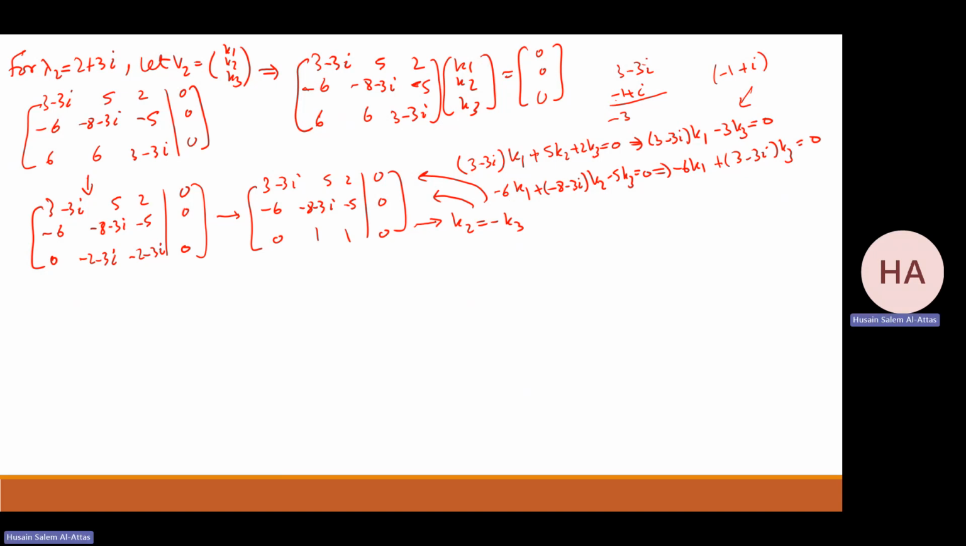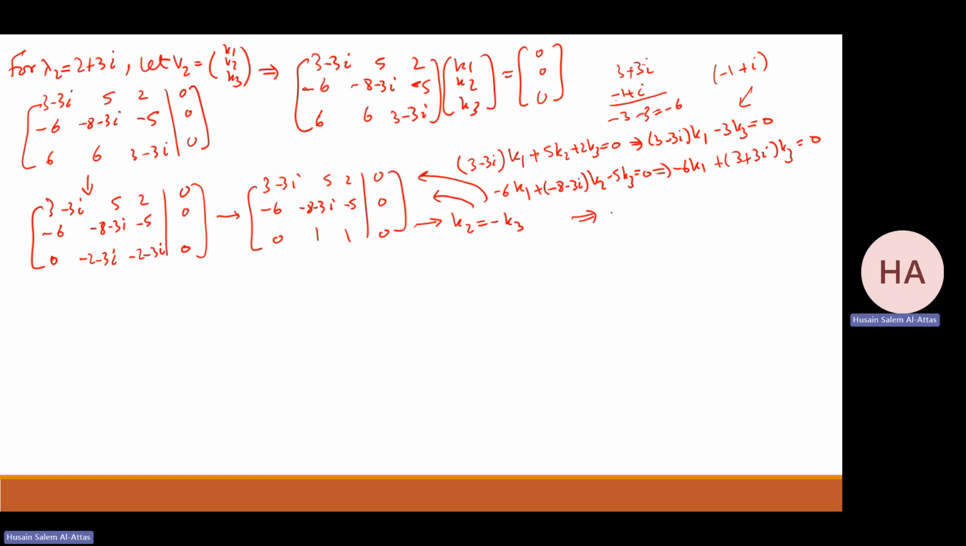Now the next one, minus 6K1 minus 8 minus 3i K2 minus 5K3. Is it? Yeah. So I have minus 6K1 plus. Now I plug in instead of K2 minus K3. So I have plus 8 plus 3i. Sorry, this is plus 3i. Yeah. I think that will make it, yes. So I have 3i minus 3i gone, minus 3 minus 3. That will be minus 6. Correct. Now everything is correct. So it usually is good to check.